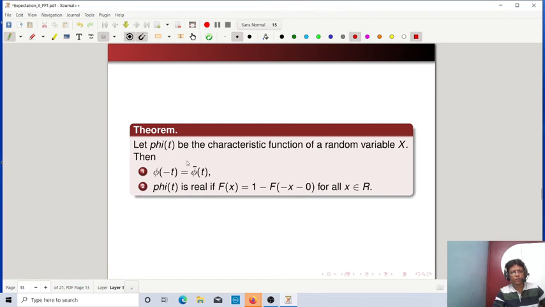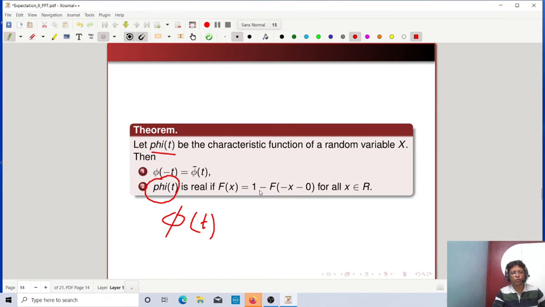Another relation, phi of minus t is phi bar t, that is a conjugate transformation. This should be, this is a printing mistake, a typographical error. So it will be phi t and this is also phi t.